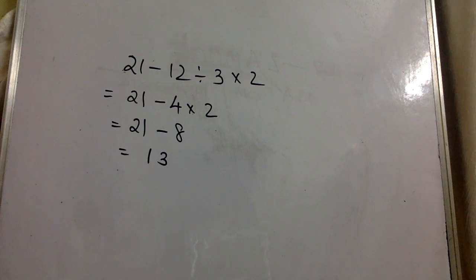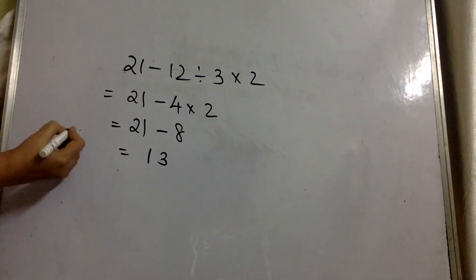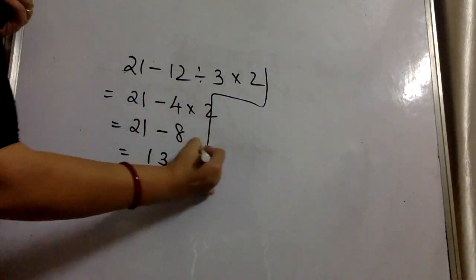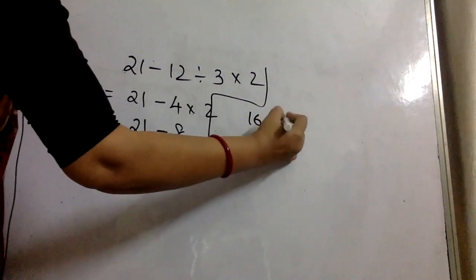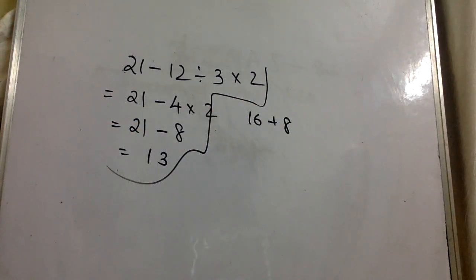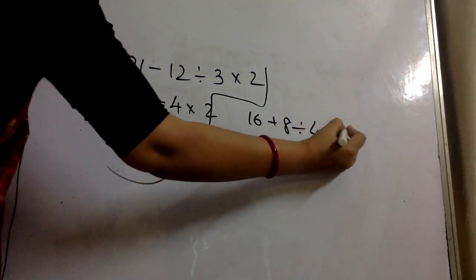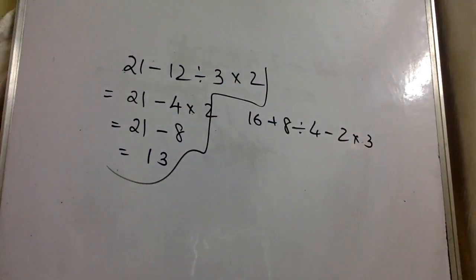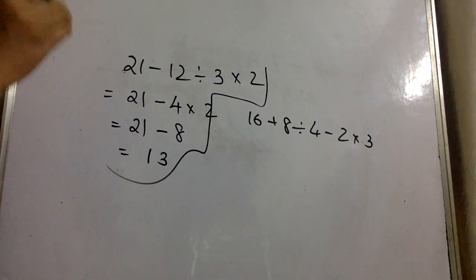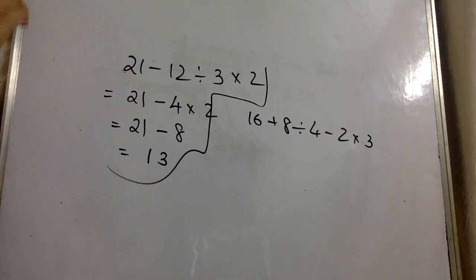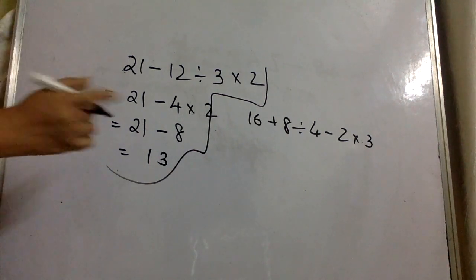Let me take up another one, that which says 16 plus 8 divided by 4 minus 2 into 3. Now you see, here is a question which is using addition, subtraction, multiplication, division all in one. So how to work with this?